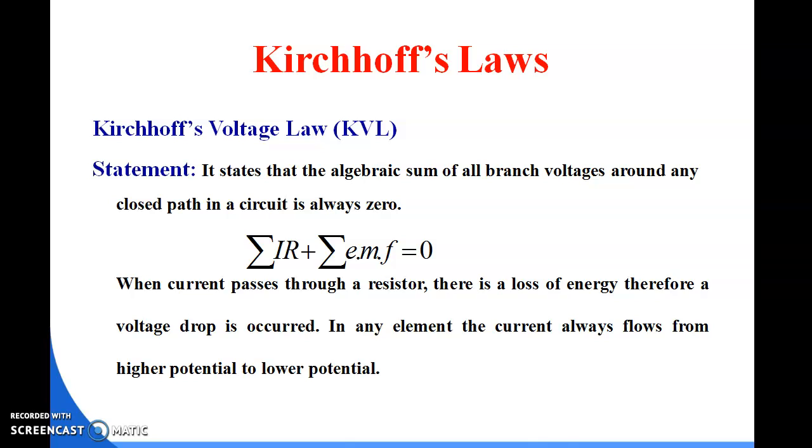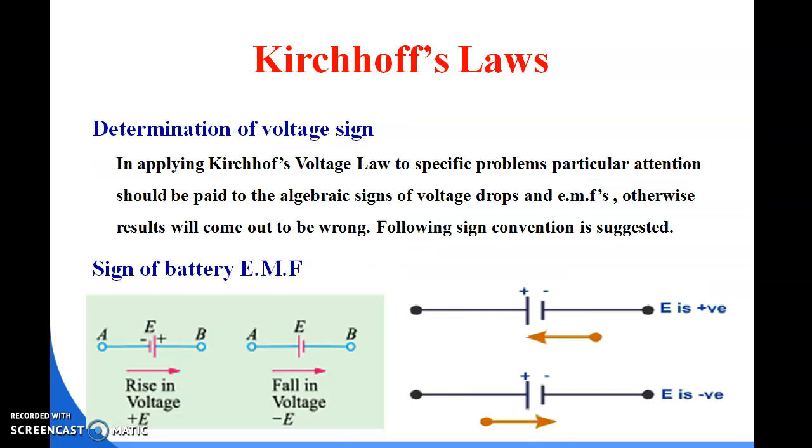That means, when current passes through a resistor, there is a loss of energy. Therefore, a voltage drop occurs. When current flows through a conductor where a resistor, which is a circuit element, is present, there is a loss of energy. That causes the voltage drop in that circuit. Which means in any element, the current always flows from higher potential to lower potential.